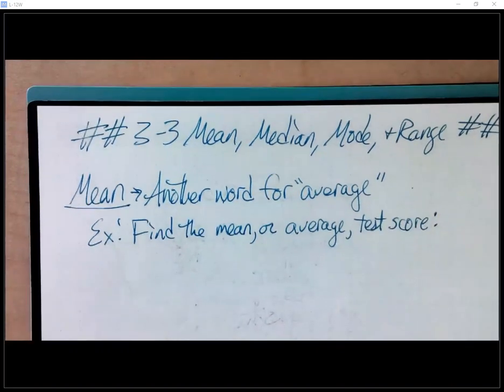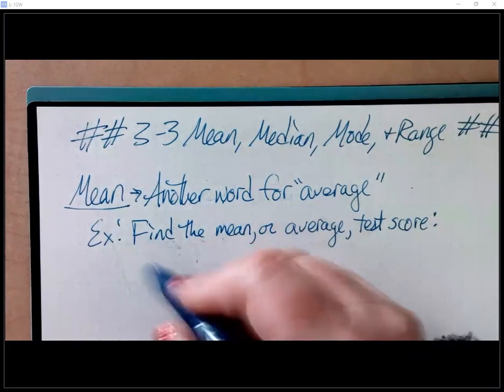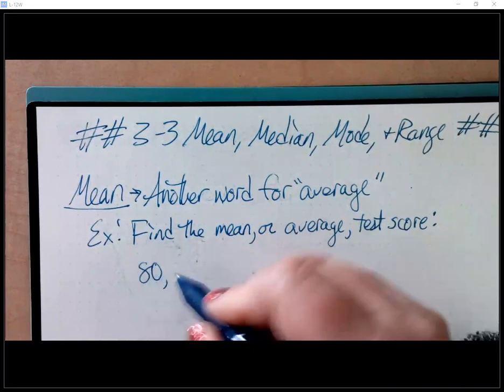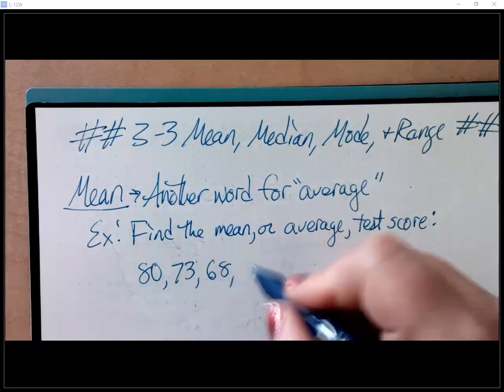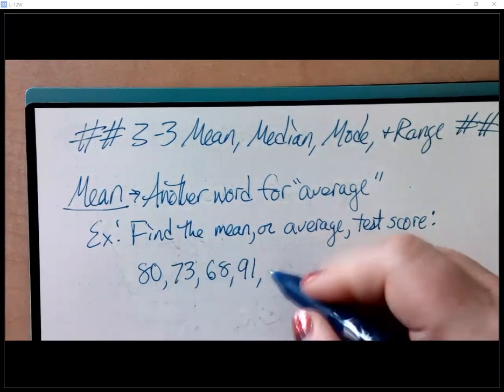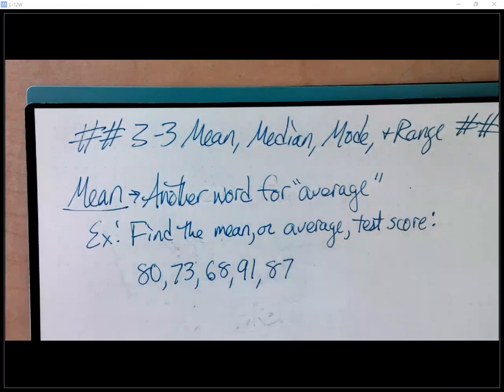So I think I've done it a couple times in here where I tell you what the average test score is. So if I take everybody's grade, I can tell you, oh, on average, students in this class scored a whatever it is. So where is that number coming from? Let's just pretend I take five kids and their test scores are, I don't know, maybe there was an 80, 73, 68, a 91 and an 87. So these are the test scores, and I want to find the average test score.